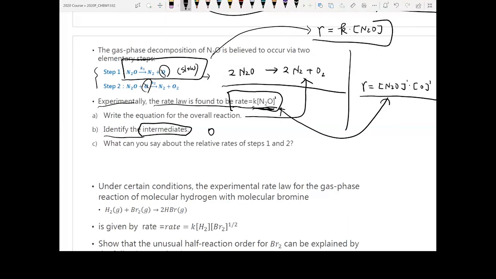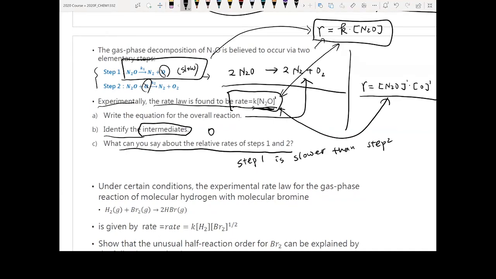So if the first step is the rate determining step, then you can get the rate law that agrees with the experimentally determined one. And what it tells you is the first step has to be your rate determining step. So the first step has to be the slower step compared to the second step. Step 1 is slower than step 2.